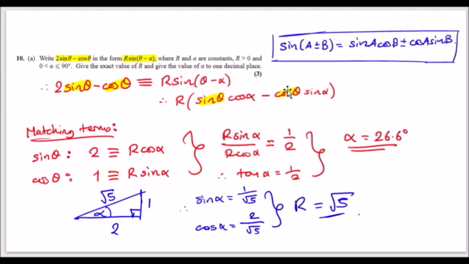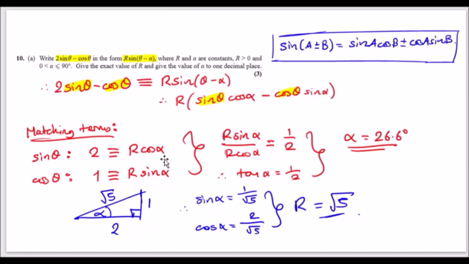In terms of sine theta, on the left hand side we have a 2, and on the right we have r times cos alpha. So we say 2 must be identical to r cos alpha. Now in terms of cos theta, we have a coefficient of 1 here. Because they're both negative, we can ignore negative signs. We have a coefficient of 1 here, and we have sine alpha times r, because remember, you're going to multiply r to both. That means the coefficient of 1 is identical to r times sine alpha. And that's it. Now we have two equations.